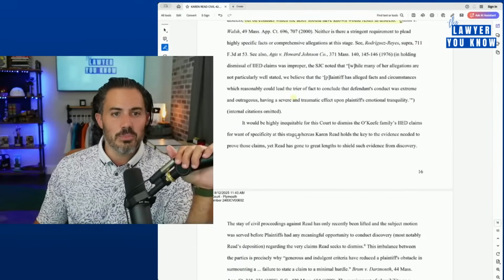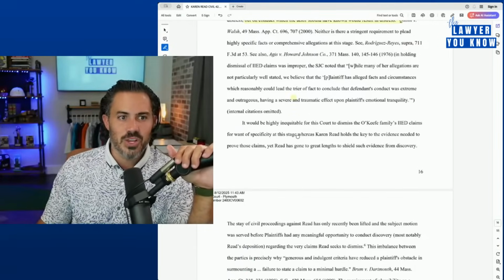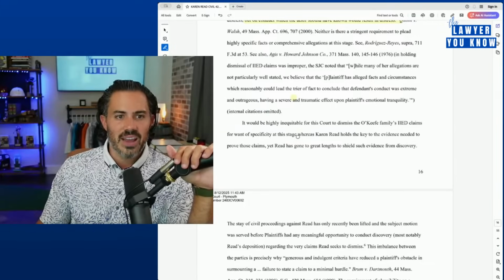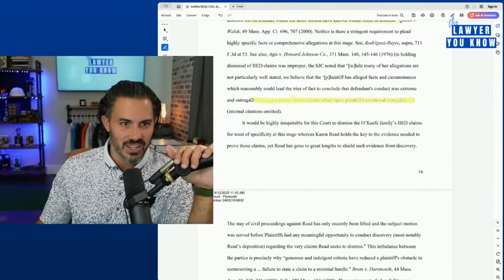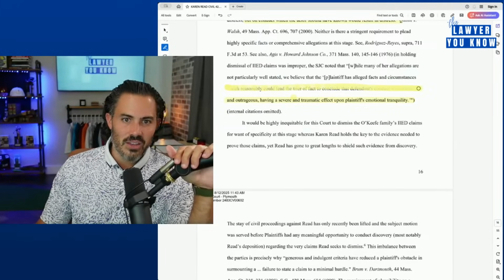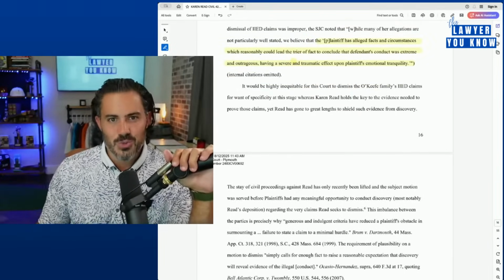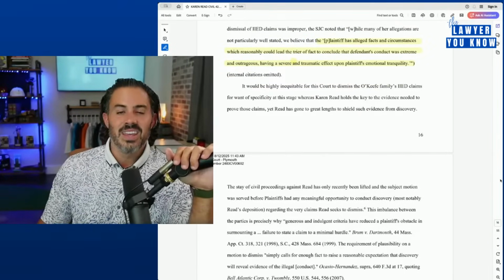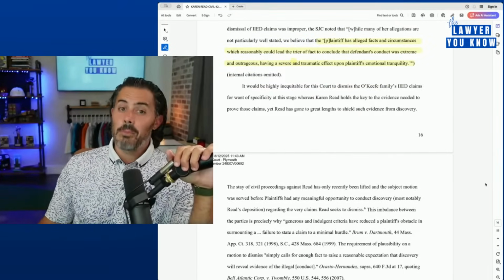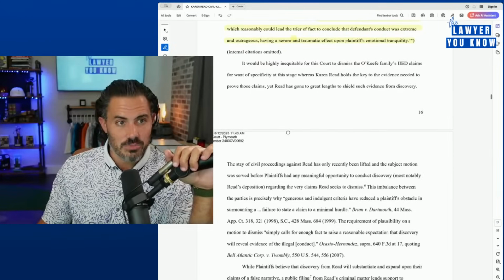We believe that the plaintiff has alleged facts and circumstances which reasonably could lead the trier of fact to conclude that defendant's conduct was extreme and outrageous, having a severe and traumatic effect on plaintiff's emotional tranquility. So again, these are the things that drive defense attorneys mad. It's like the bar is low. It's kind of like probable cause. When we talk about criminal cases and a lot of you guys get frustrated, it's like the bar is low. Let me explain to you just how low this bar is.